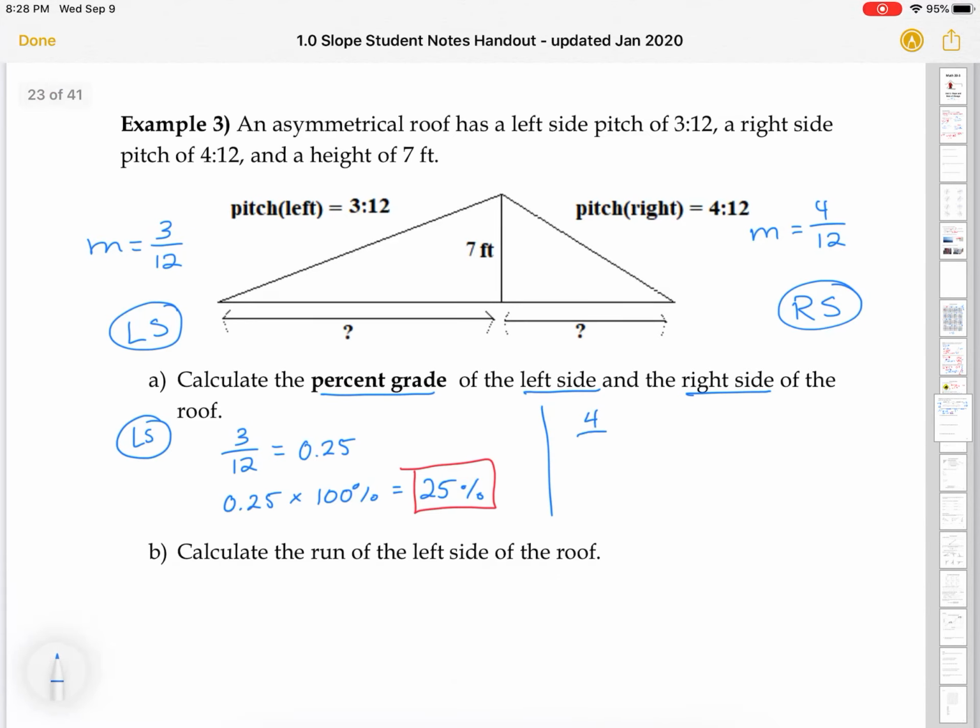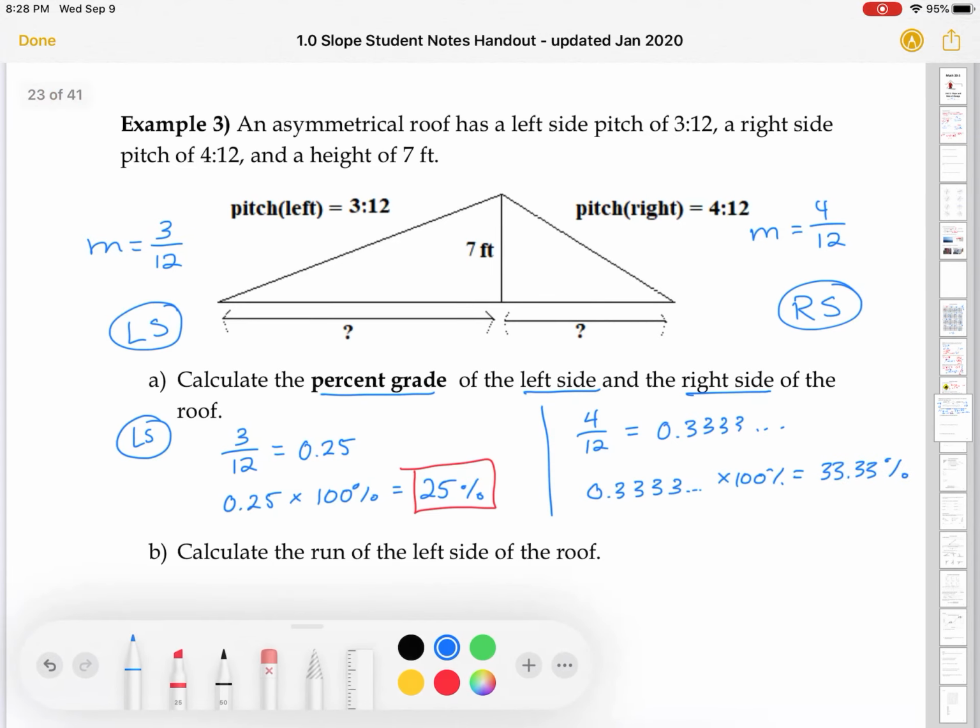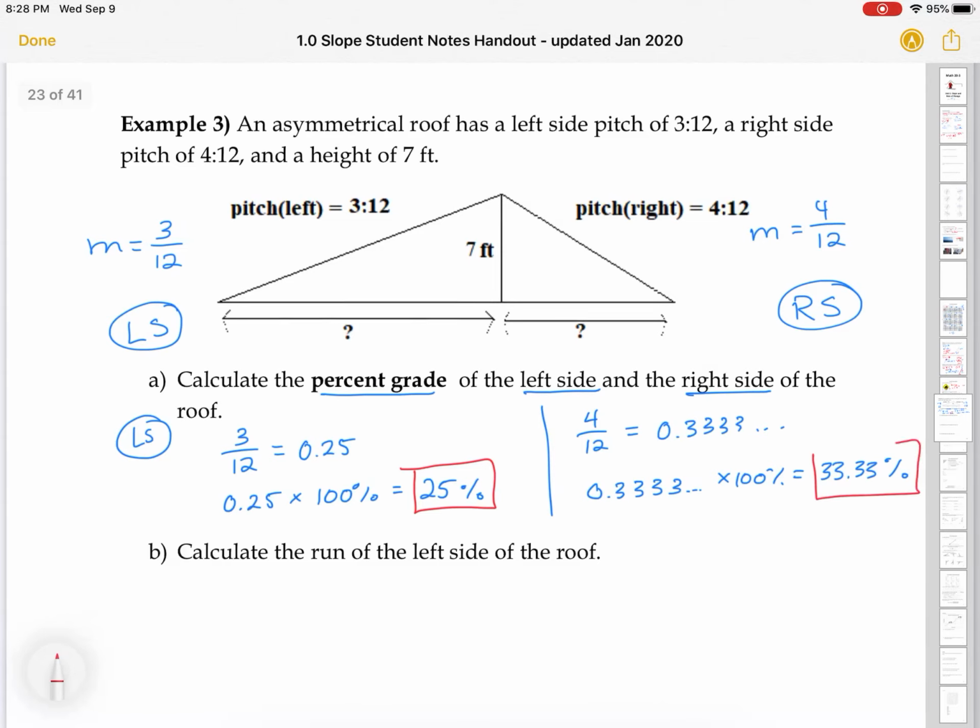On the right side, I take my slope, 4/12, and I divide. So I do 4 divided by 12, and I get 0.3333 repeating. Okay, I'm going to take that value, times it by 100%. I'm going to stick to the 2 decimal place rule, and I'll get 33.33%. So that would be my percent grade for the right side.